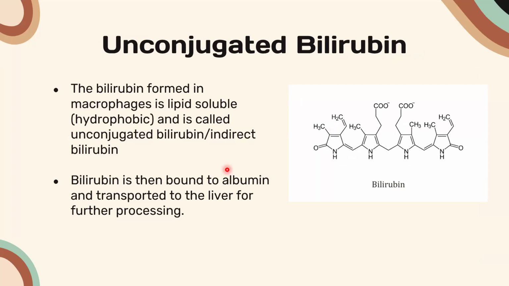So not only Kupffer cells, which are of course present in the sinusoids, but other macrophages as well, for example those present in the spleen or those present in the bone marrow. All of those macrophages are going to carry out this reaction where they take heme and convert it into bilirubin. And so all that bilirubin is going to be collected together, bound to albumin, and then transported to the liver.